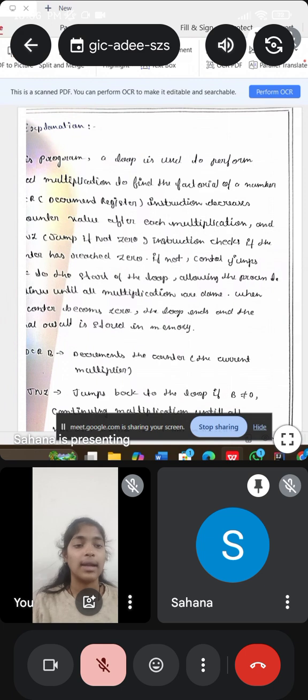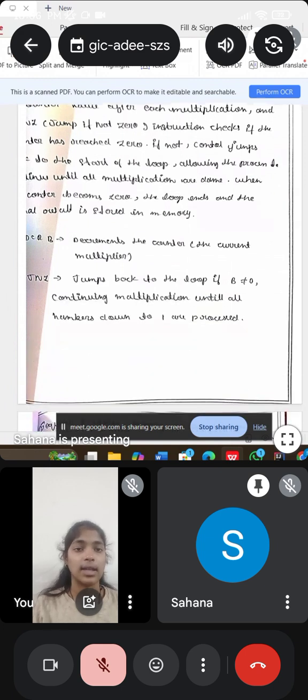and the program enters a loop where A is multiplied by the current value of B, and after each multiplication, decrementing B reduces the counter by 1. The JNZ instruction checks if B is not equal to 0. If not 0, the loop repeats. When B is equal to 0, the loop ends, and the final result is stored in the memory location 86.